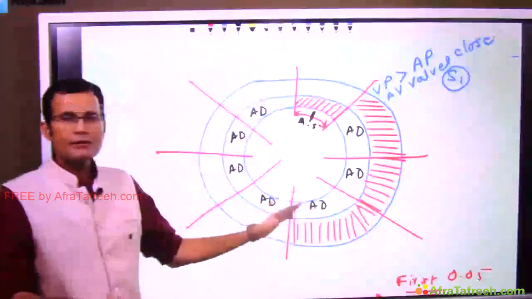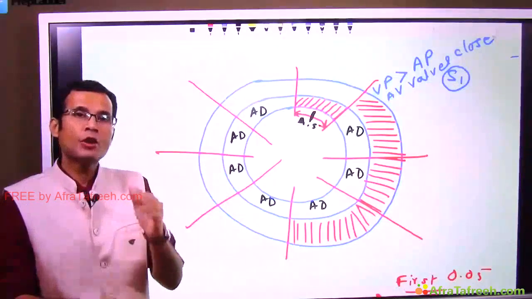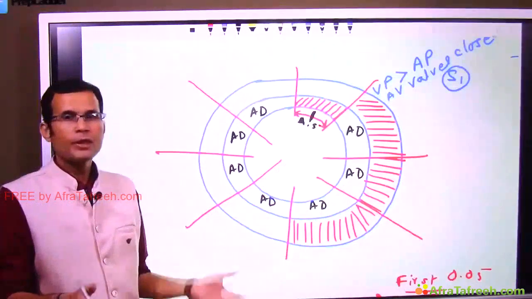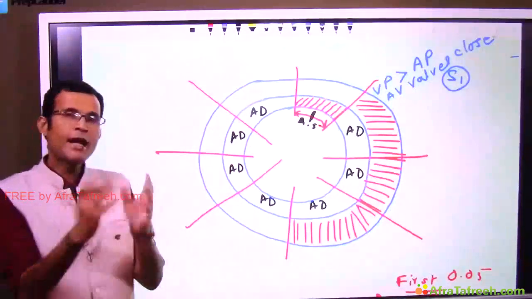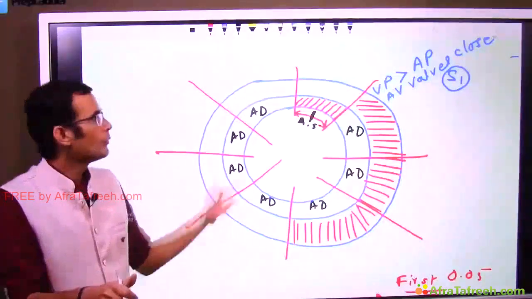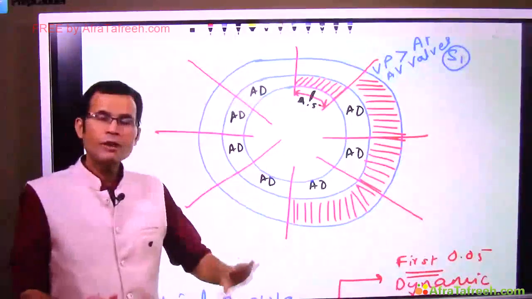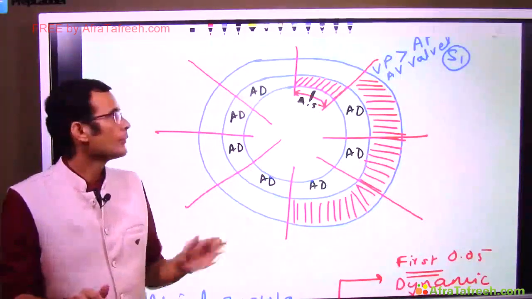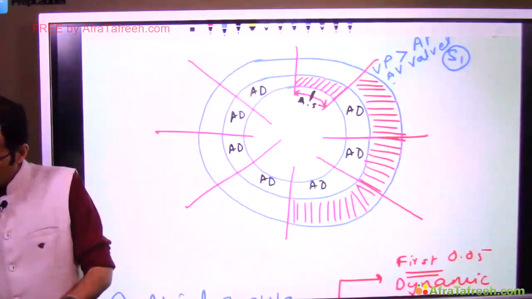Now then, AV valves have got closed, but semilunar valves have not yet opened. Look, ventricular systole is meant for what? It is meant for ejection of blood into the vessels, the aorta and the pulmonary artery. And for that to happen, the semilunar valves have to be opened. Right now, they have not yet opened. So we have a situation whereby AV valves have got closed, but semilunar valves are yet to open. And therefore, all four valves are closed and ventricles are contracting like a closed chamber.